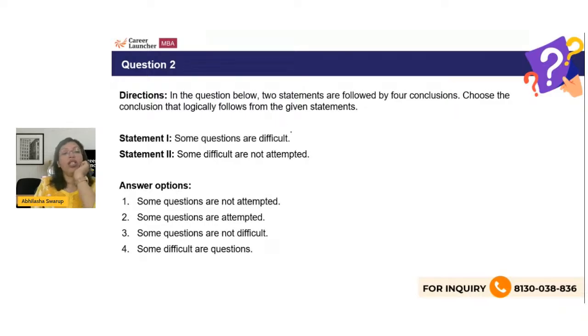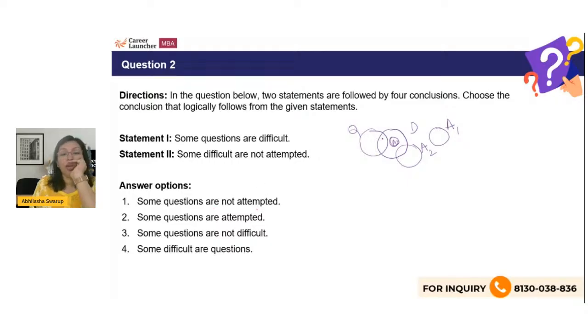All right, let's take a look at the next one. Some questions are difficult, some difficult are not attempted. So some questions are difficult. Here is questions, here is difficult. And some difficult are not attempted. So this could be attempted, or this could be attempted, or this could be attempted also. So I'm marking this A1, A2, and A3. All right, now let's see what the correct answer is. So we said some questions are not attempted.